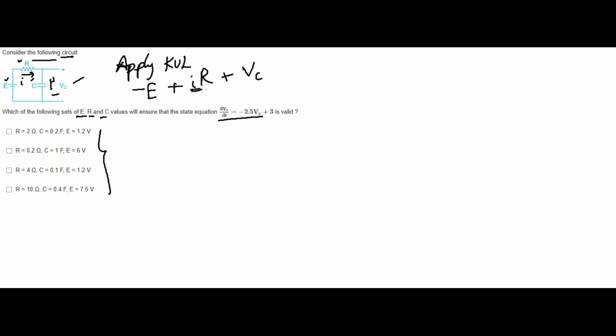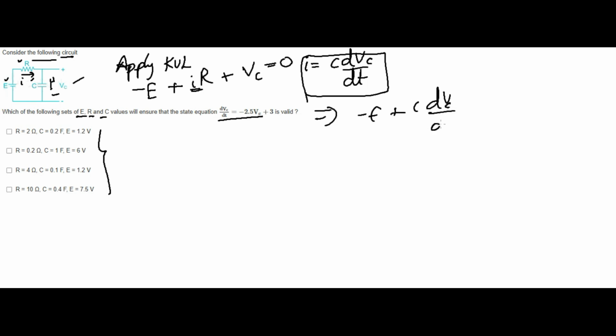You know that here you have a capacitor. So if current goes through a capacitor, you can write I is equal to C into dV by dt, but here this V is across the capacitor, so you can write C dVc by dt. Apply this I is equal to C dV by dt in this equation, which implies minus E plus I, that is C into dVc by dt, and then plus Vc is equal to 0.